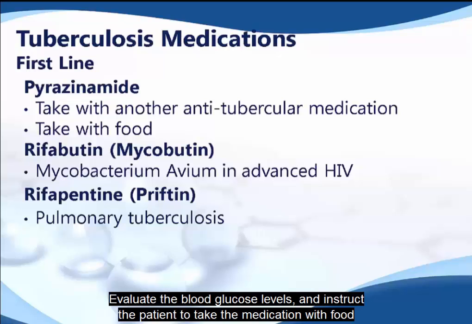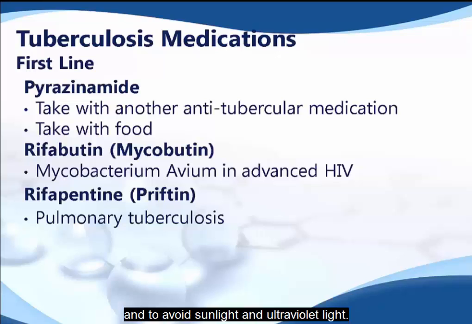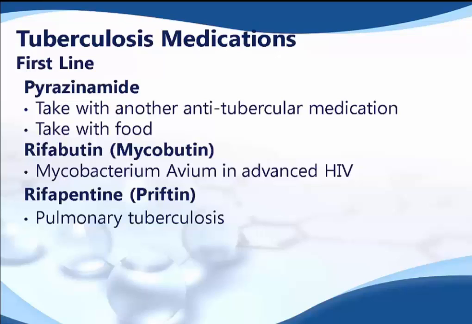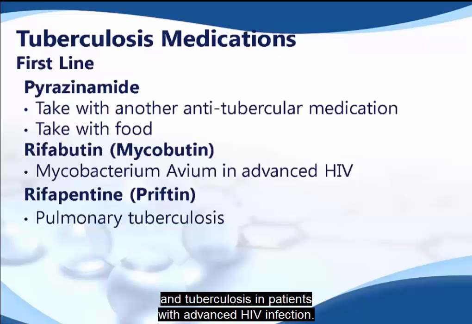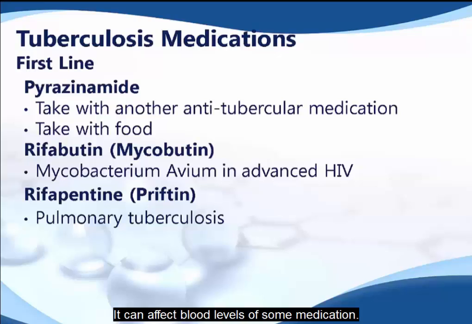Evaluate the blood glucose levels and instruct the patient to take the medication with food and to avoid sunlight and ultraviolet light. Rifampin is used to prevent and treat disseminated Mycobacterium avium complex and tuberculosis in patients with advanced HIV infection. It can affect blood levels of some medication.